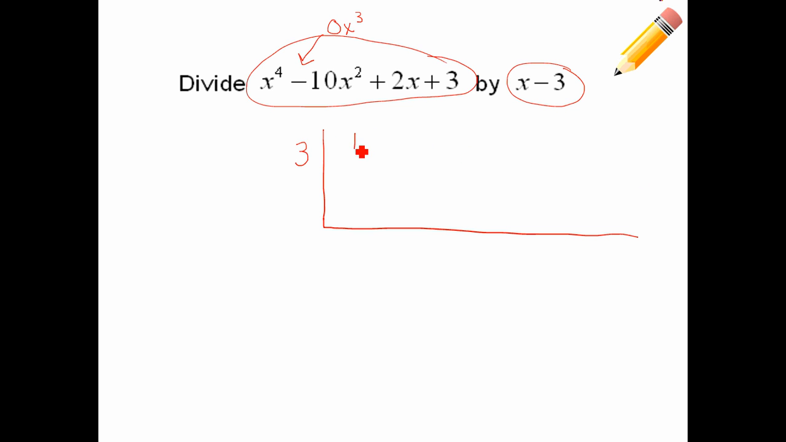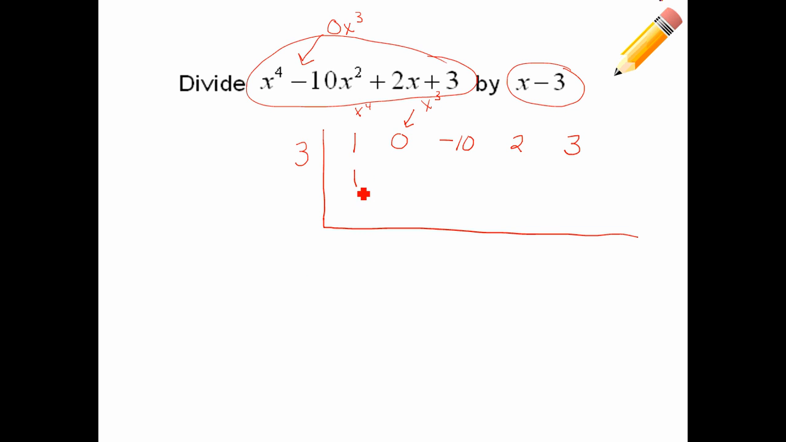So I have 1 x to the fourth, I have 0 x to the third, I have negative 10 x squared, I have 2 x's, and I have a plain number 3. So we had to add a 0 in there because we were missing the x to the third term piece, and we need that placeholder that keeps us dividing out this problem as long as it needs to, okay?